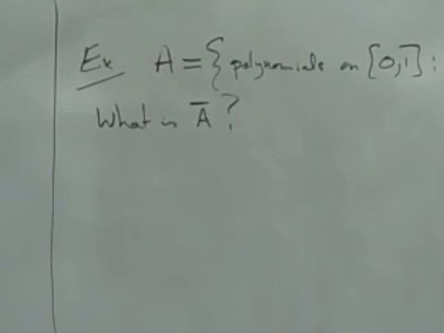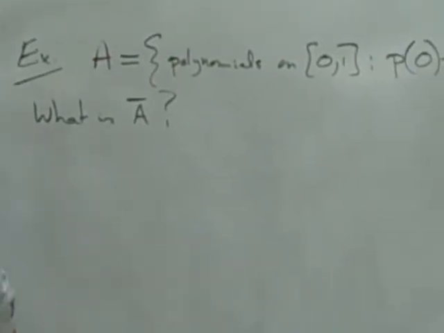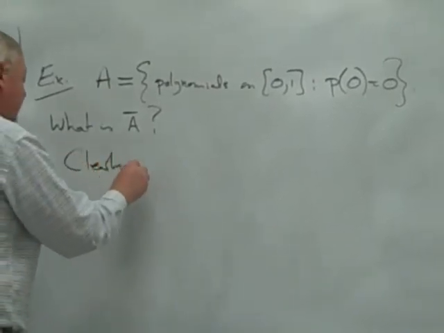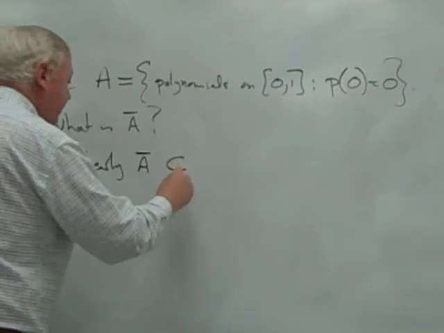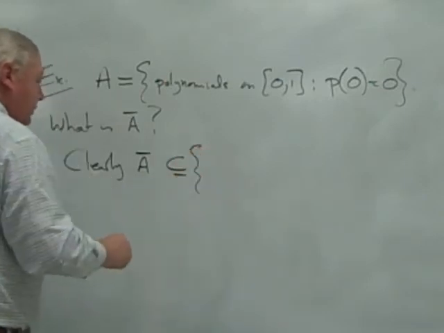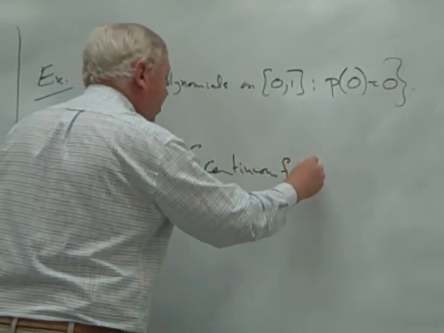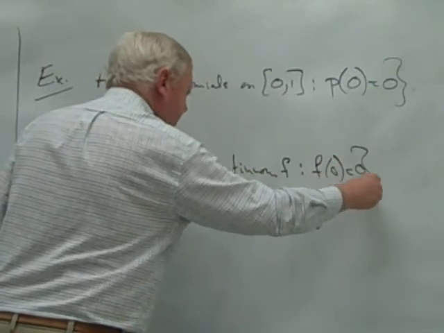What is the closure? Well, it's pretty clearly not all continuous functions, because I'm only looking at polynomials that vanish at the left-hand endpoint. And so anything you can reach by a sequence of such things will also vanish at the endpoint. So it's the set of continuous f with the property that f of 0 is equal to 0.